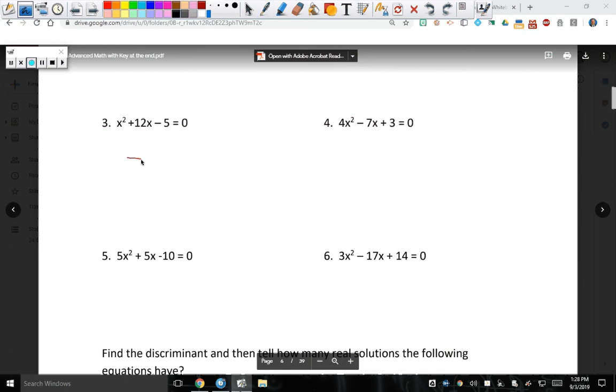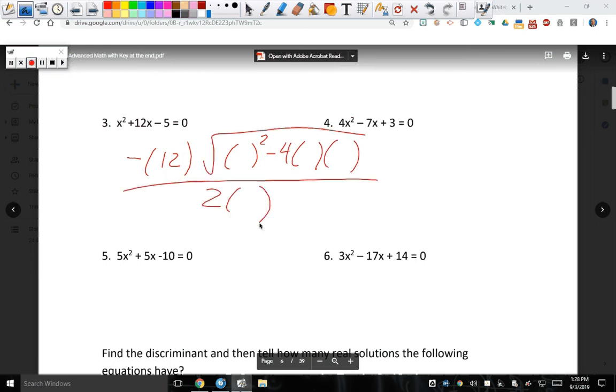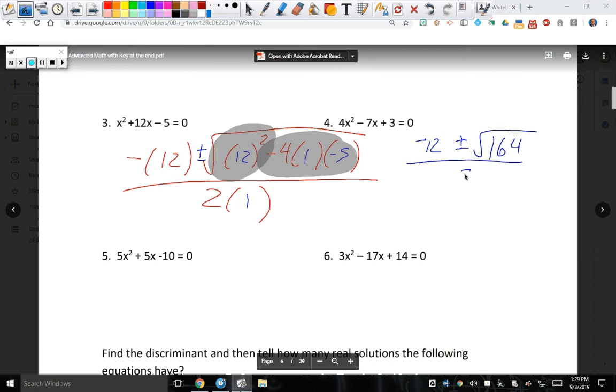Most common error is people don't use parentheses or don't understand parentheses. So negative b plus or minus the square root of b squared minus 4ac all over 2a. I see a 144 adding a 20. I see a negative 12 all over 2.